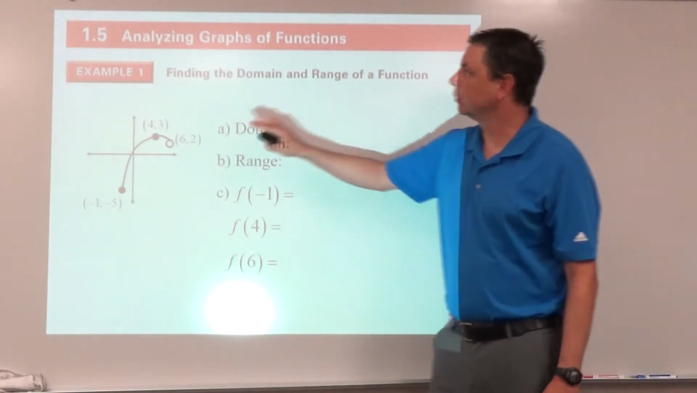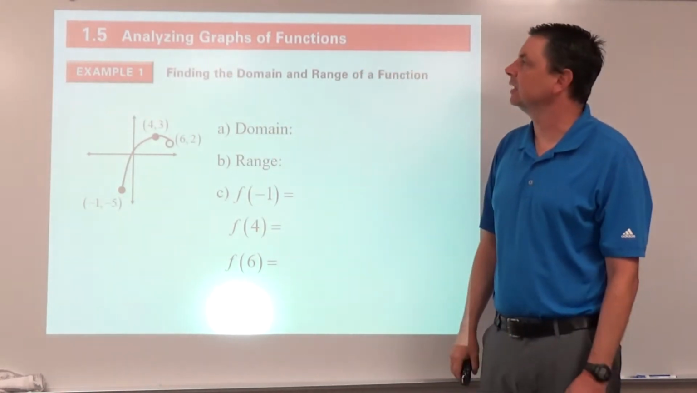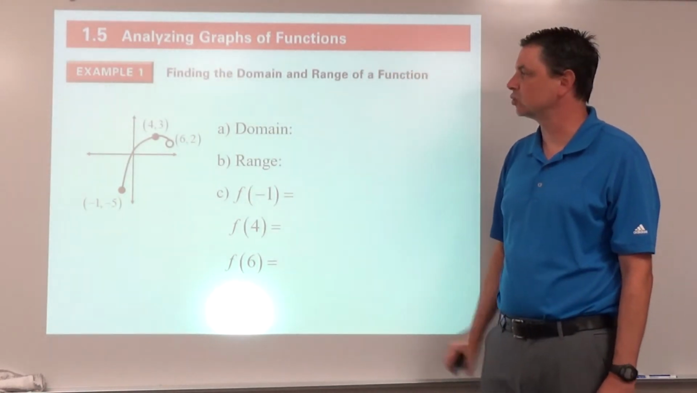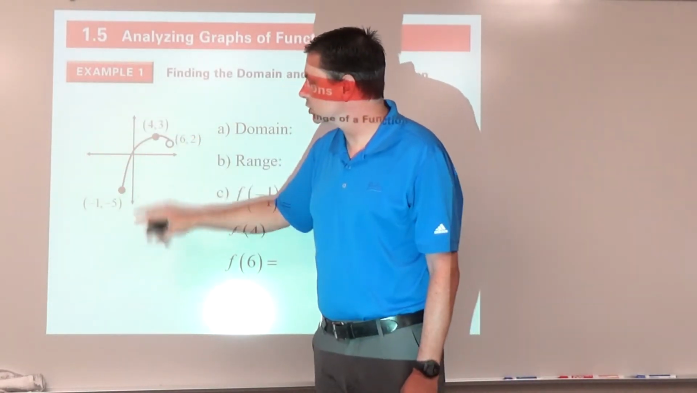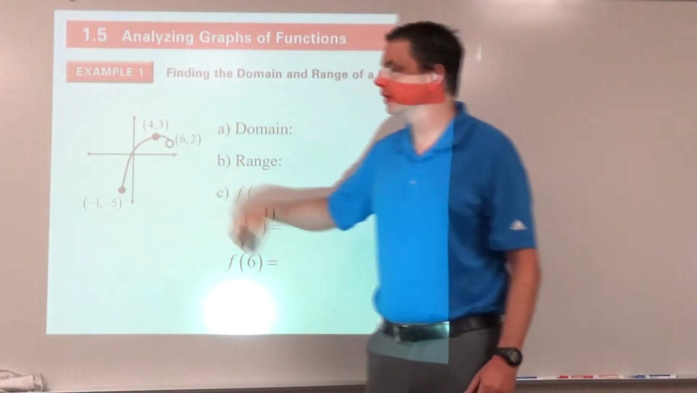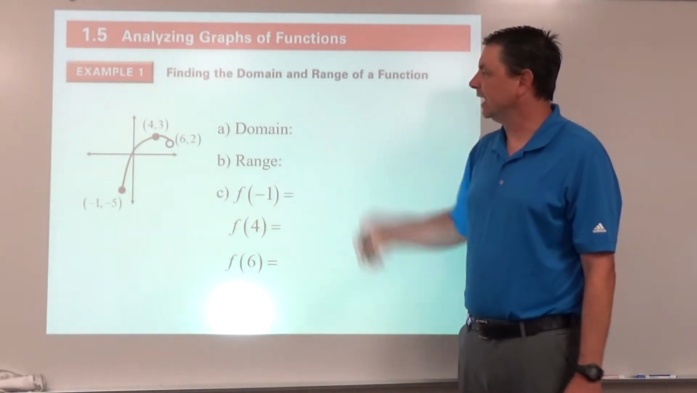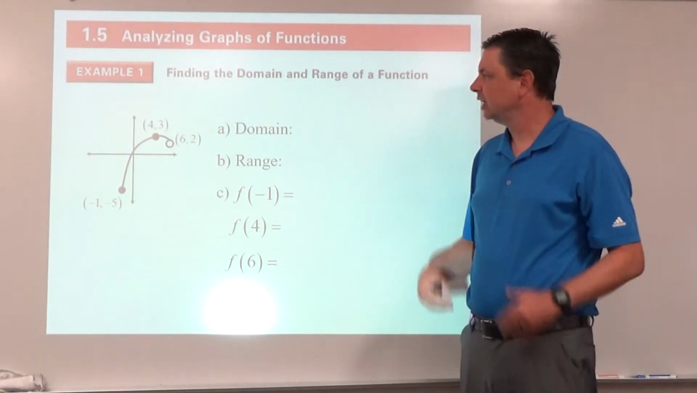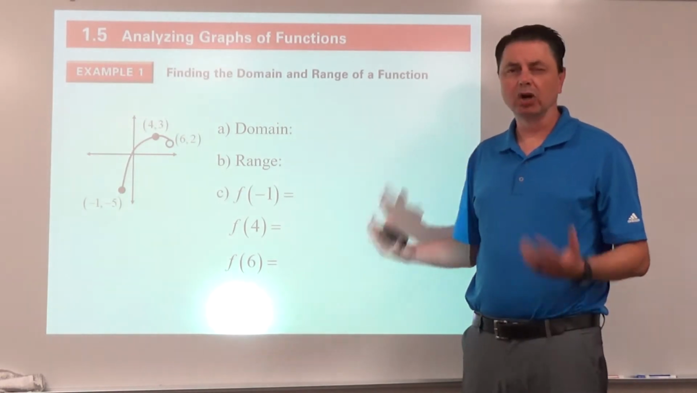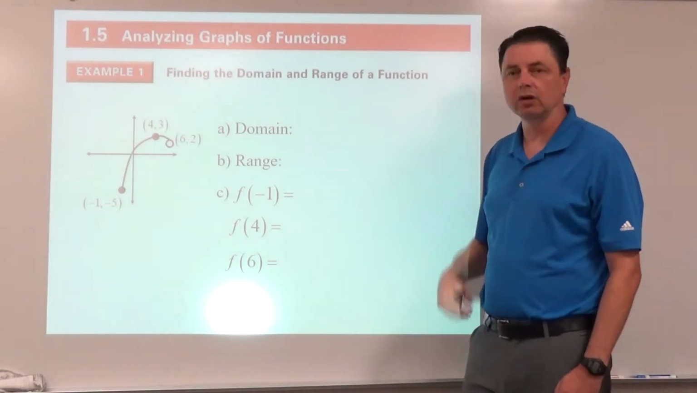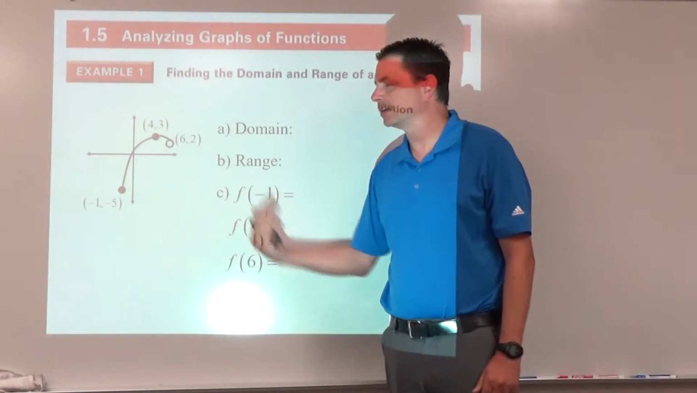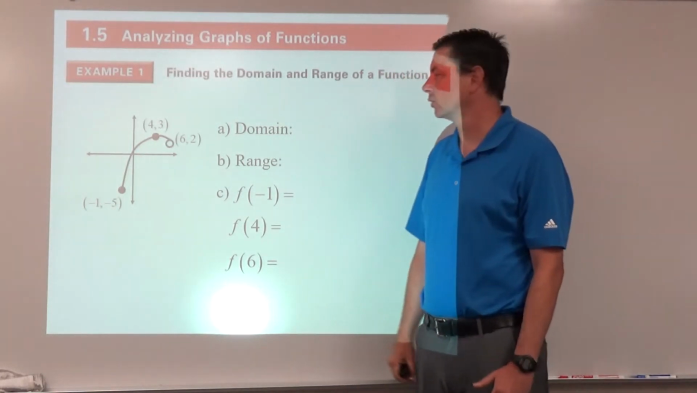All right, so example number 1 and 1.5, analyzing graphs of functions. We're looking at the graph of the function right here with just some different kind of points highlighted there, and we're going to be asked for the domain first, and we're going to think, okay, what are all the possible x coordinates, or conversely think, how far does this graph move from left to right, that kind of thing.